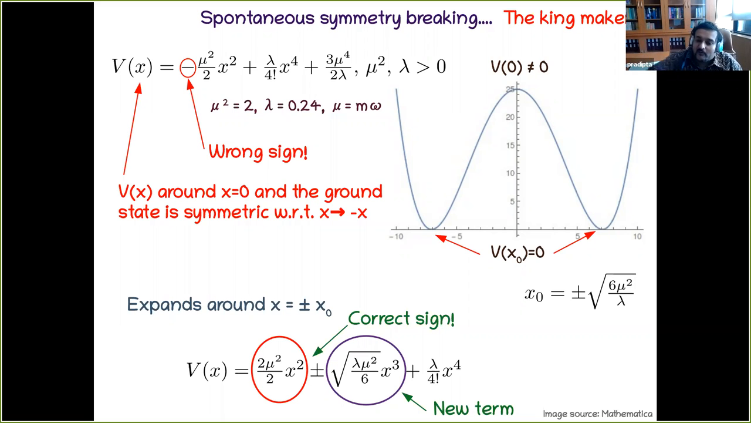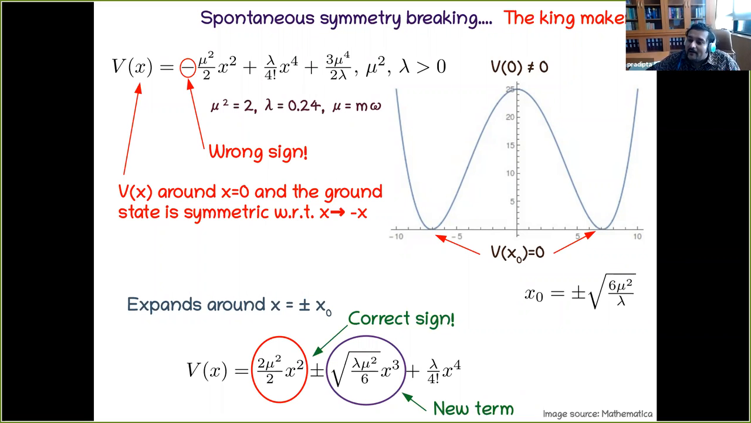Because this particular potential, when you expand around x is equal to x naught, is not symmetric under x going to minus x. But the original potential was symmetric with respect to x going to minus x. So the take-home story is that the original symmetry of x going to minus x is now no longer there when we have shifted our origin and have expanded around x is equal to x naught.